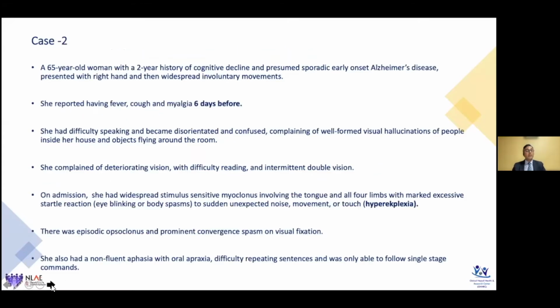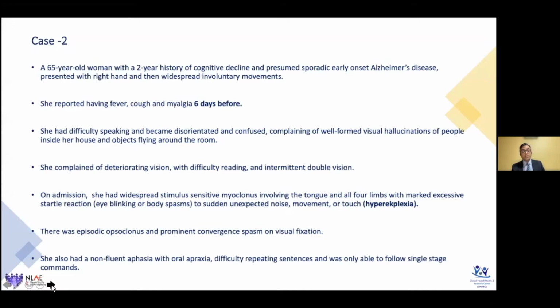Case 2, a 65-year-old woman with a 2-year history of cognitive decline and presumed sporadic early onset Alzheimer's disease. She presented with a right hand and then widespread involuntary movements. She reported having fever, cough, and myalgia 6 days before. She had difficulty speaking and became disoriented and confused, complaining of well-formed visual hallucinations of people inside her house and objects flying around the room. She complained of deteriorating vision with difficulty reading and intermittent double vision.